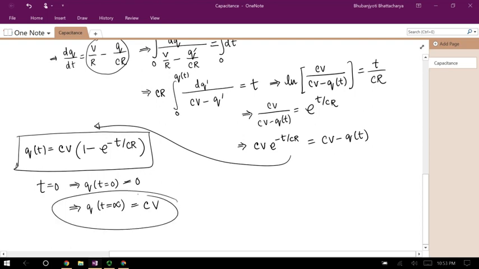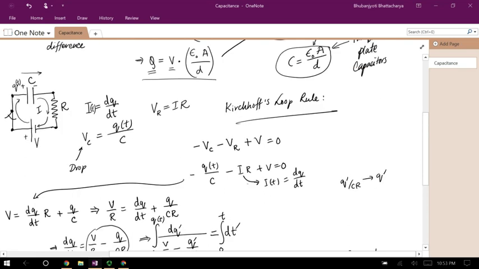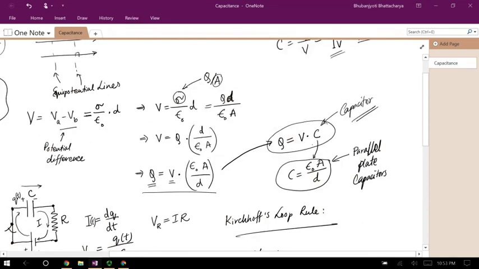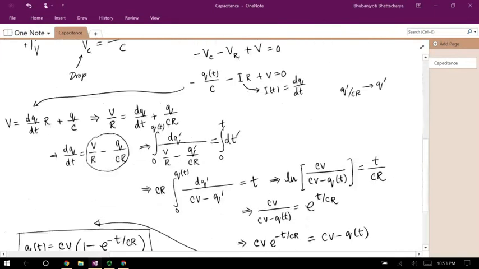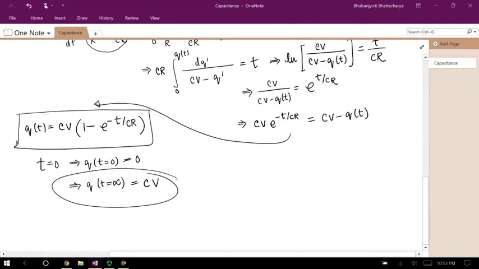Okay, but what is this? If you look at it, remember Q equals CV is the net charge the capacitor gains, which means that after infinite time, the capacitor is now fully charged, right? So that's why Q is equal to C times V in that scenario.